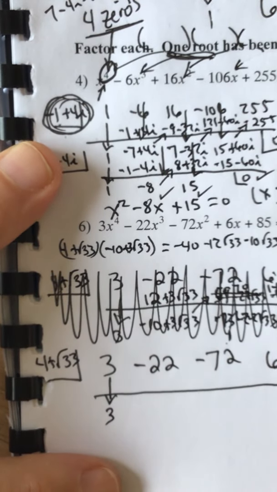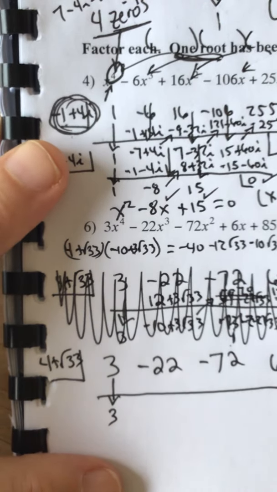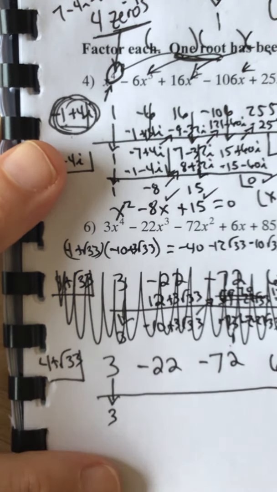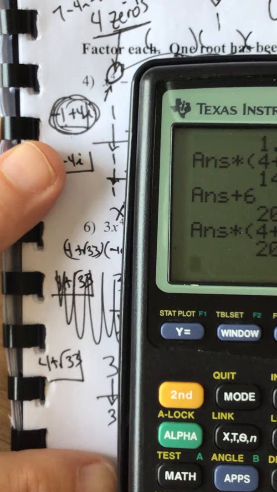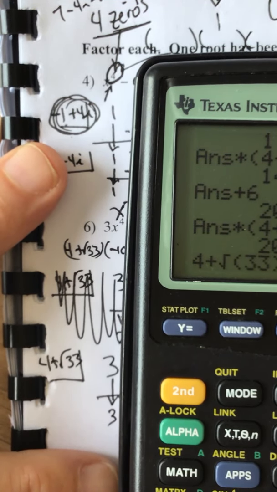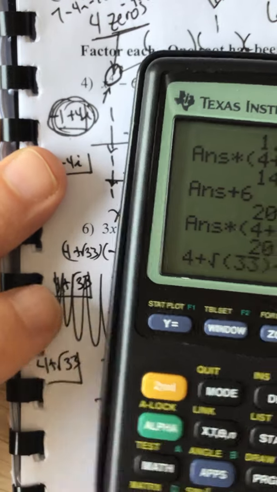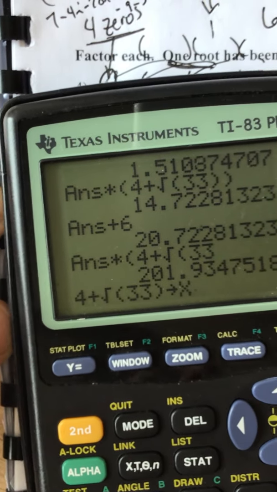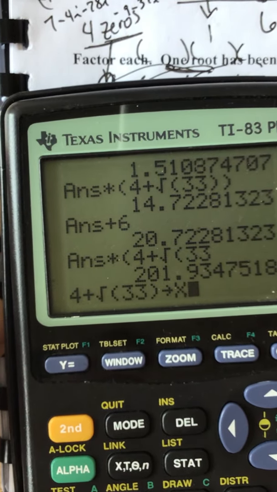Okay, drop in the 3. Okay, here's another trick. I'm going to take this 4 plus the square root of 33, since I have to type it in all the time. 4 plus the square root of 33. And I'm going to store that in X just so I don't have to type it every time. Every time I need that 4 plus square root of 33, I'll just type in X.